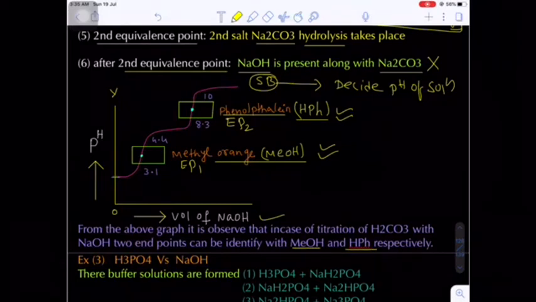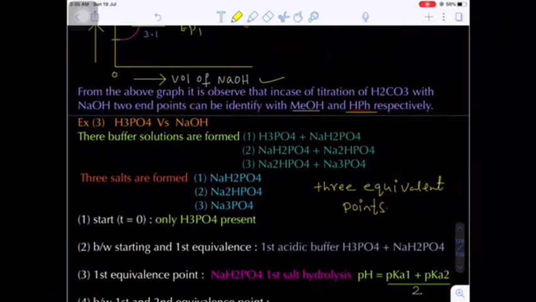Are you getting my point? Now here we have to use two indicators. Number one, methyl orange indicator, MeOH. Number two, phenolphthalein indicator, HPh.